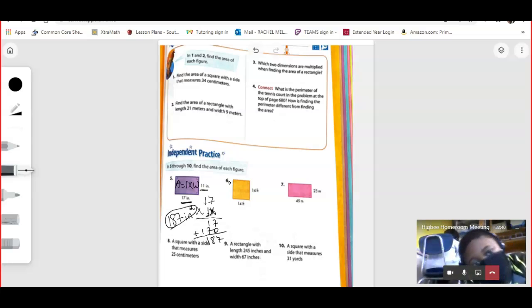All right, let's look at number 6. What shape is number 6? Is that a square or a rectangle?